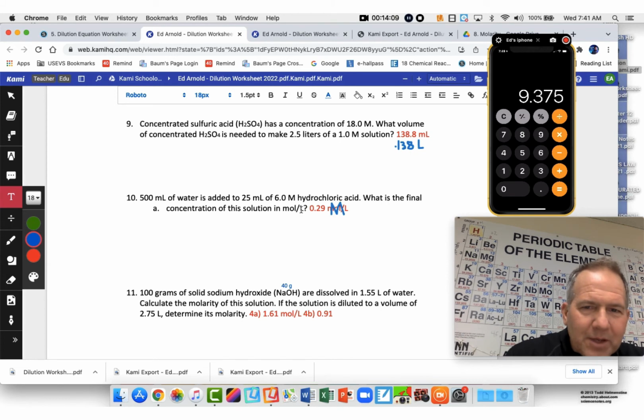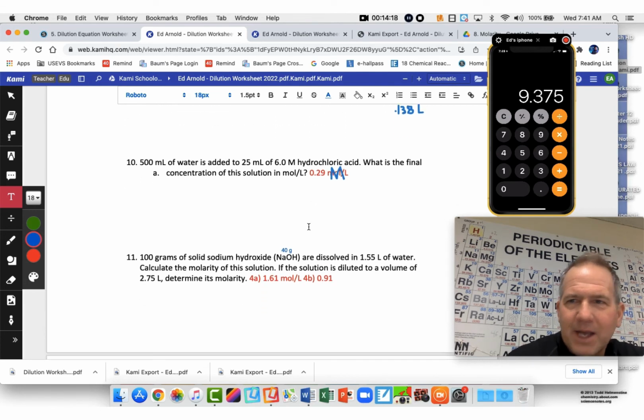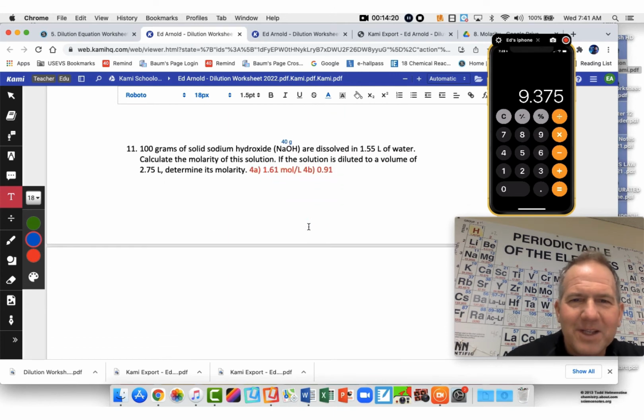That's just molarity, so just a capital M is your answer. Should be pretty straightforward. You're just solving for M this time. All right, let's do the big daddy here at the end. There's always one fun one at the end, and this is this last problem.